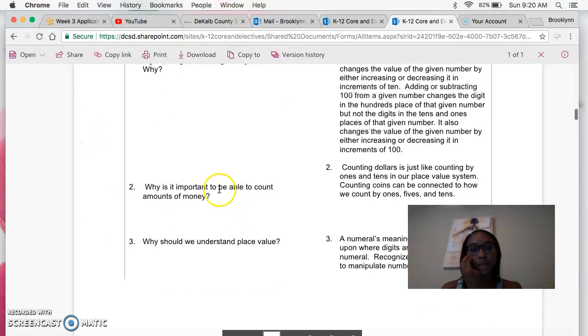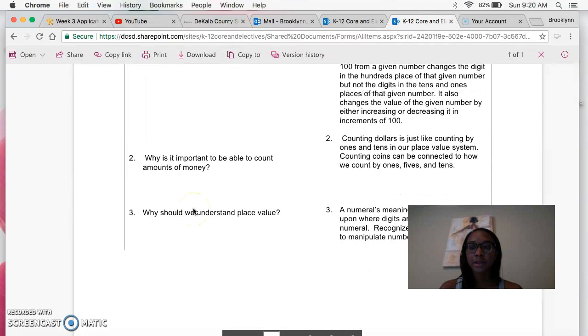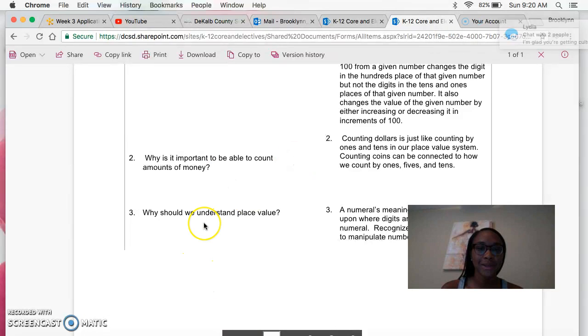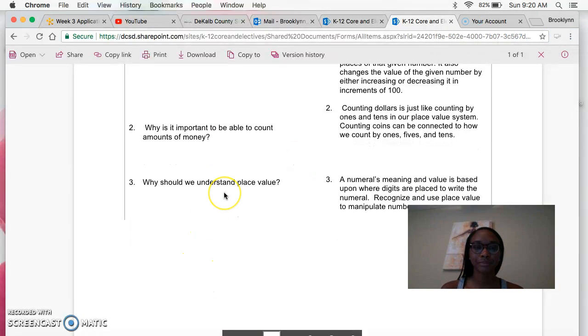Why is it important to be able to count amounts of money? I feel like that's pretty self-explanatory. And why should we understand place value? I feel like that last essential question is good for the unit, because it's asking why you should understand place value. So yeah.